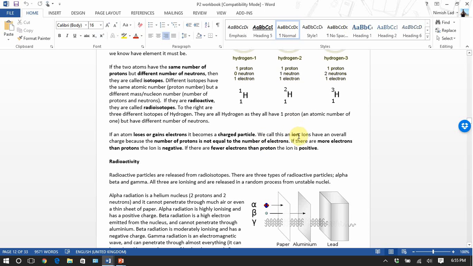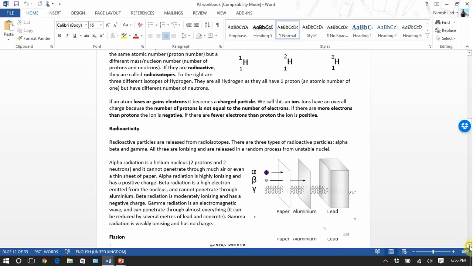Okay, if there are more electrons than protons in an ion, then the ion is negative. So more electrons than protons is negative. Fewer electrons than protons, so in other words, more protons, the ion is positive. And that's all you need to know about isotopes and ions. So think about charge: gaining electrons, you become negative. Losing electrons, you become positive.